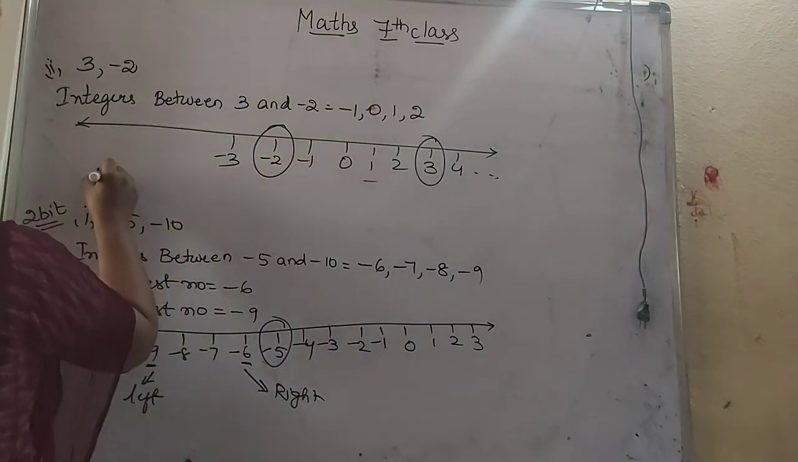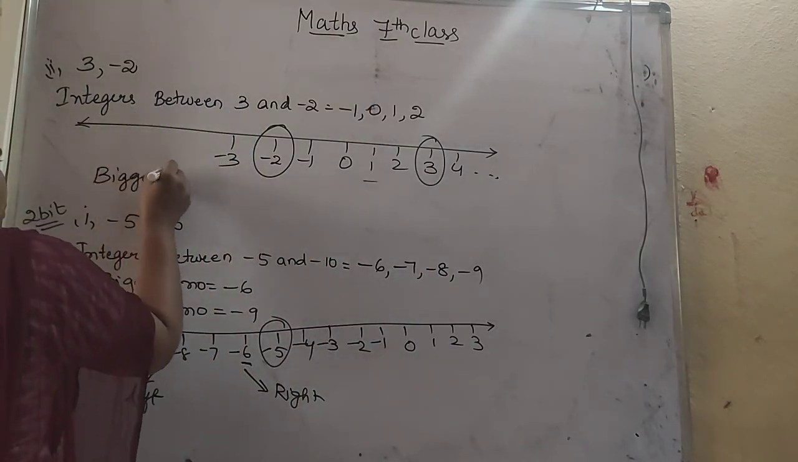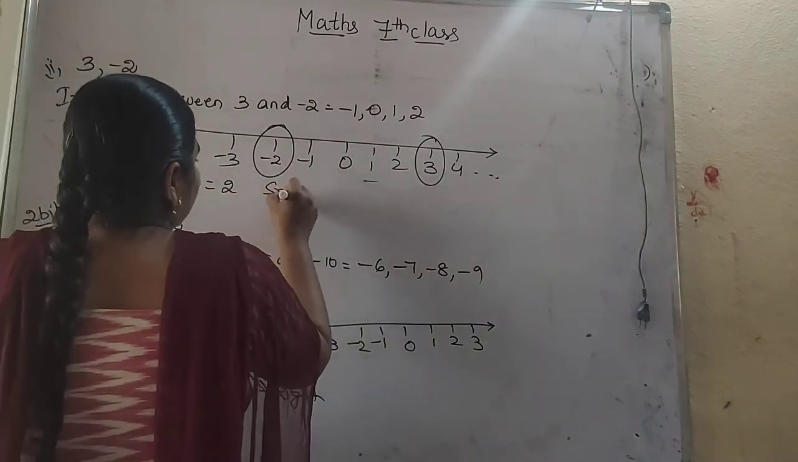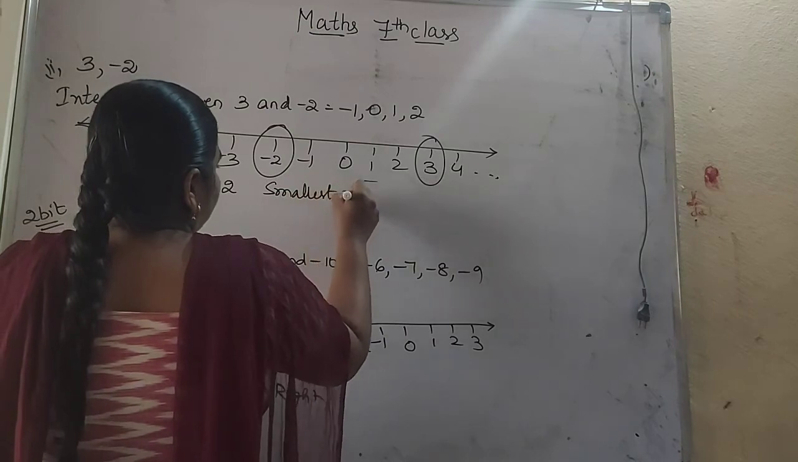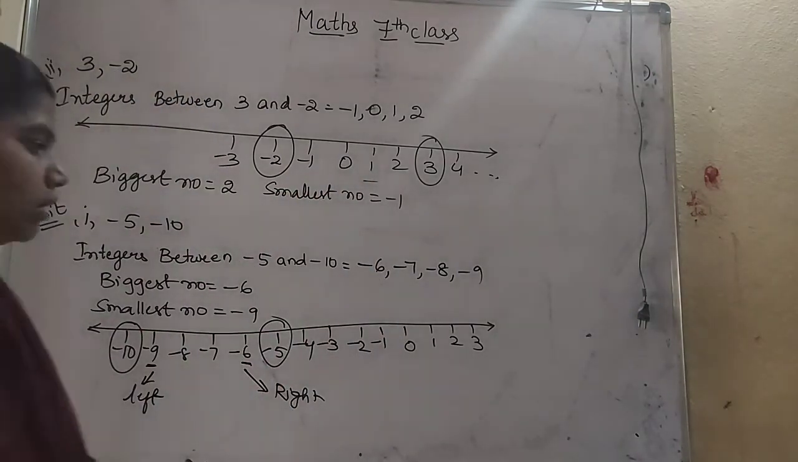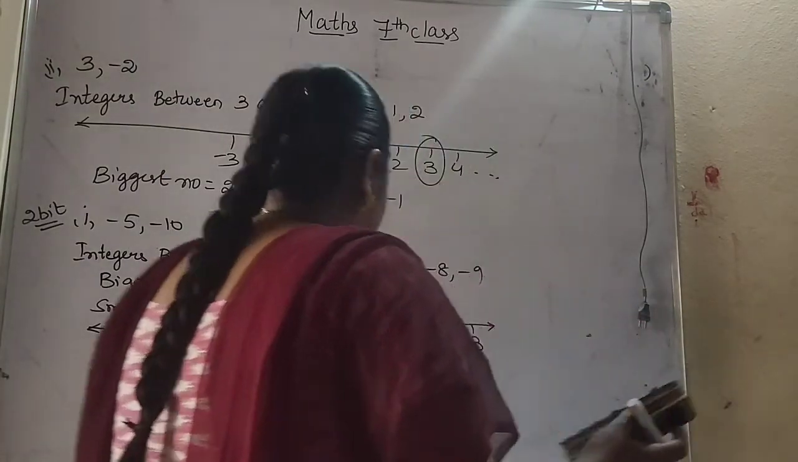So in this, what is the bigger number? The biggest number is 2 and the smallest number is minus 1. Okay, so this is how you will compare the numbers. Next one.